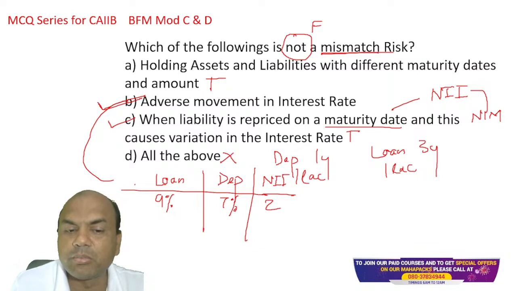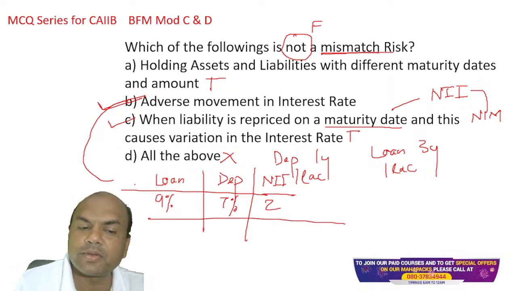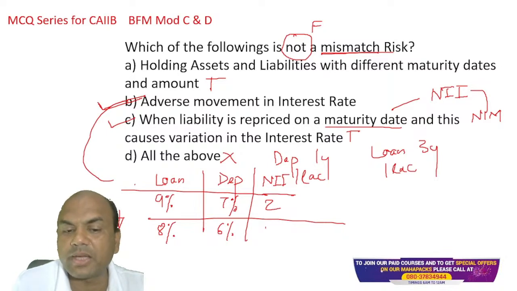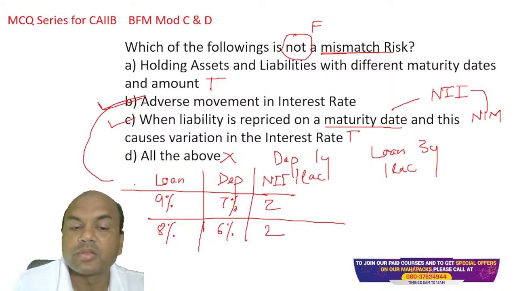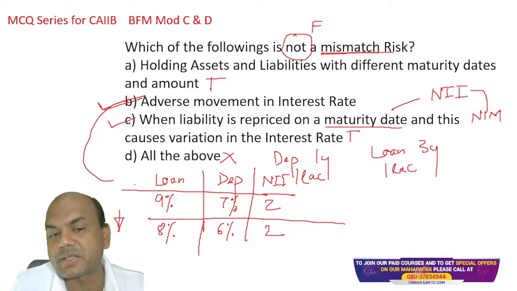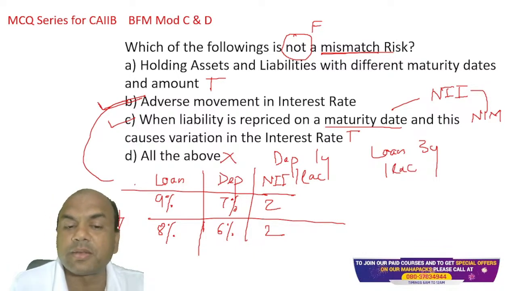Now, imagine both of them go down. Both of them decrease. So both of them become what? 8%, and this becomes 6%. Same proportion. Then also my NII is 2. Okay. So that's why it is said over here, adverse movement of the interest rates is not a mismatch risk because it is happening in both of them.